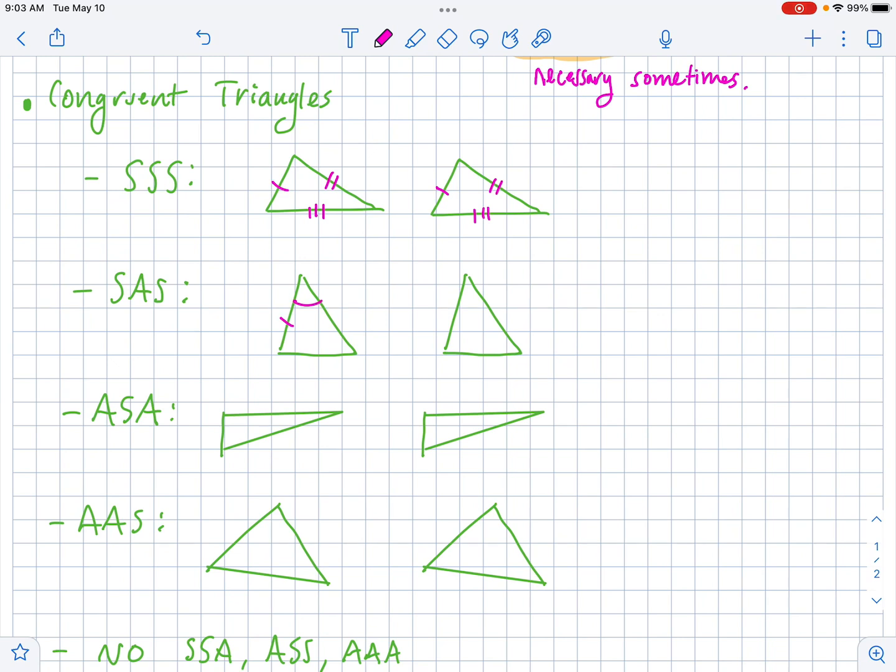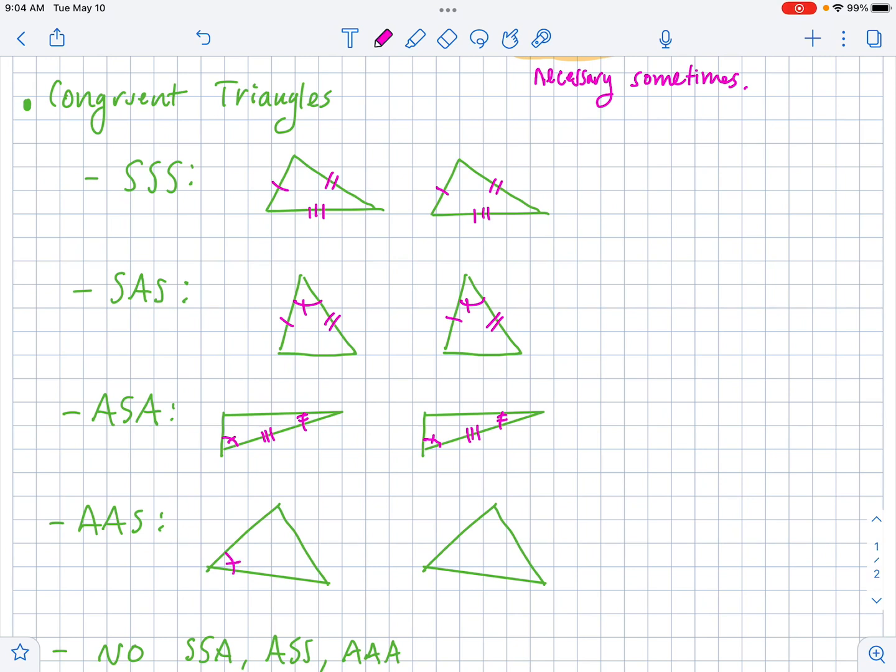Now, side angle side, you need a side, an angle between them, and another side. I call it the angle sandwich because the angle is directly between the two sides that are slices of bread. Angle side angle would be something like if you have this angle, this side, and this angle, congruent to this angle, this side, and this angle. That's like the angle sandwich, where the two angles are touching either side of the side.